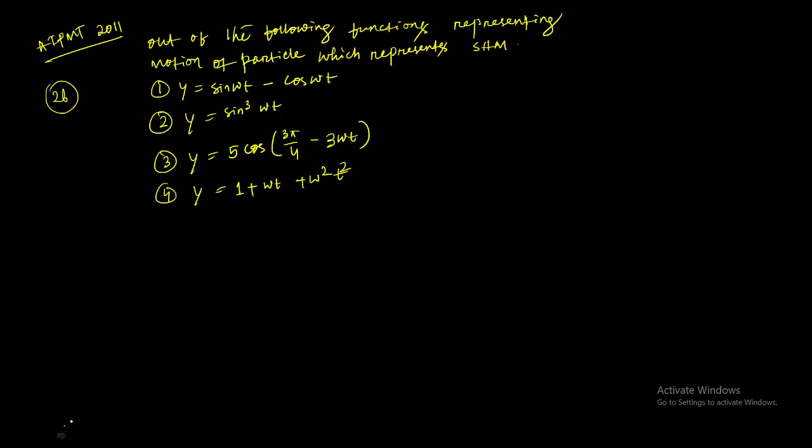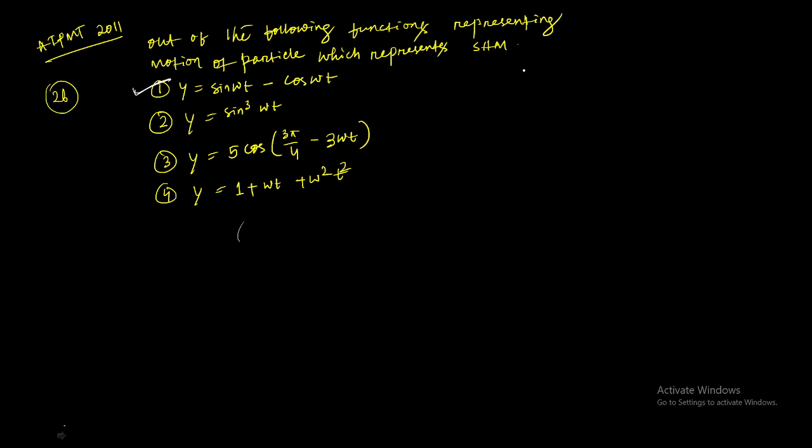Now go to the next question. Out of the following functions representing motion of the particle, which represent SHM? Which one is actually representing the SHM? First one, if you see, omega is sitting here. This is also omega. This type of question we have seen recently, right? y equal to a sine omega t plus b cos omega t. All these are performing SHM. Just now we have proved. So this one obviously will be SHM, right?